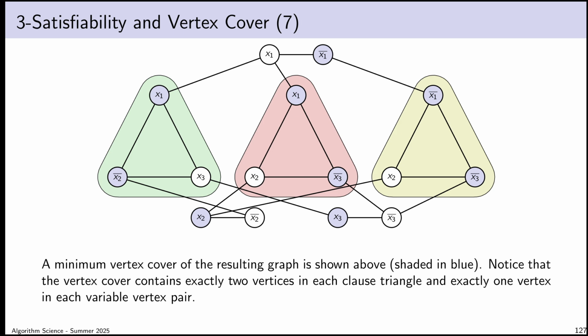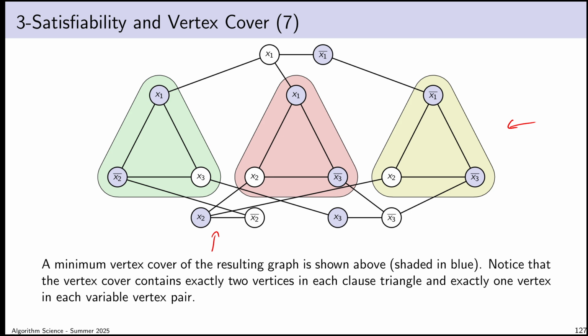Now, I claim that a minimum vertex cover of the resulting graph actually does correspond to a satisfying assignment. I'm going to build up to that. So let's take a look at a minimum vertex cover. The blue vertices shown here correspond to a minimum vertex cover of the graph that I just produced. Notice, and this is by design, we can prove this separately, that the vertex cover contains exactly 2 vertices from each clause triangle and exactly 1 vertex from each variable vertex pair.